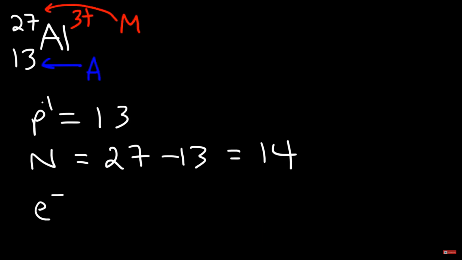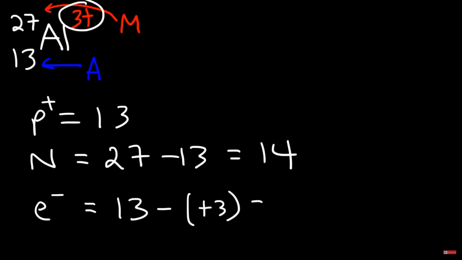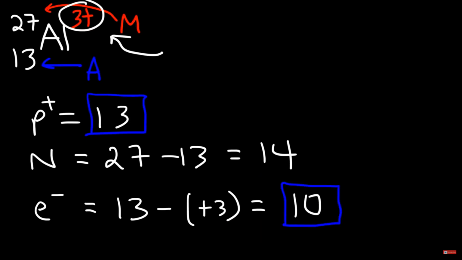Now for the number of electrons, it's going to be the atomic number, which is 13, minus the charge on the ion, which is positive 3. So 13 minus 3 is 10. So for positively charged cations, there's going to be more protons than electrons. So because it has a positive 3 charge, there's 3 more protons than electrons.